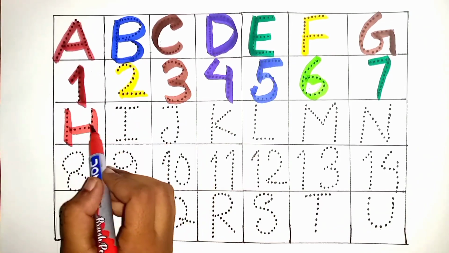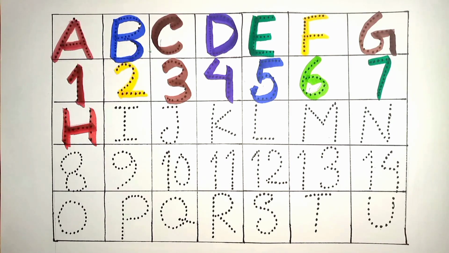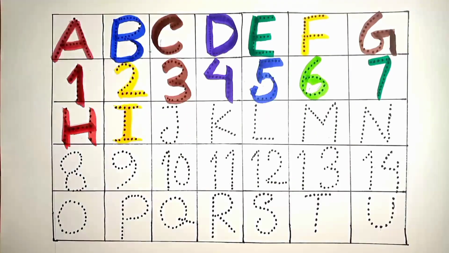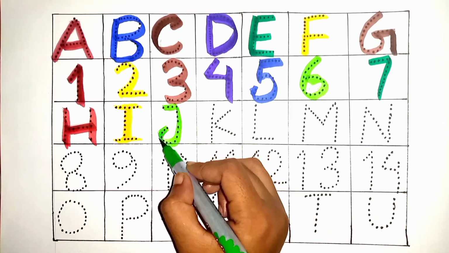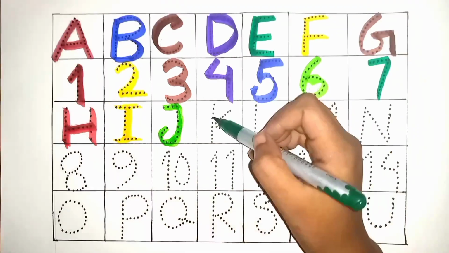G. H. H for hat. I. I for ice cream. J. J for juice.